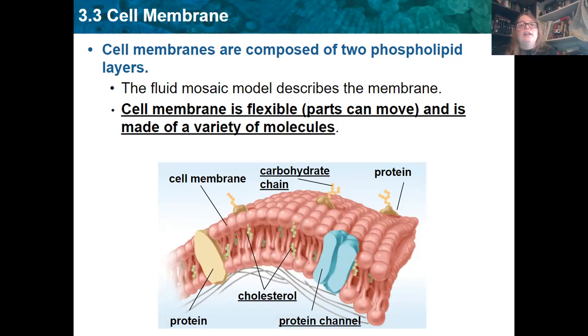The way I could think of it is, let's say you're blowing bubbles on water, right? They hold together for the most part, but they can move around. And that's what we see with the cell membrane. These pieces can move around a bit. And there's a whole different variety of molecules, and that's where it gets the mosaic part.